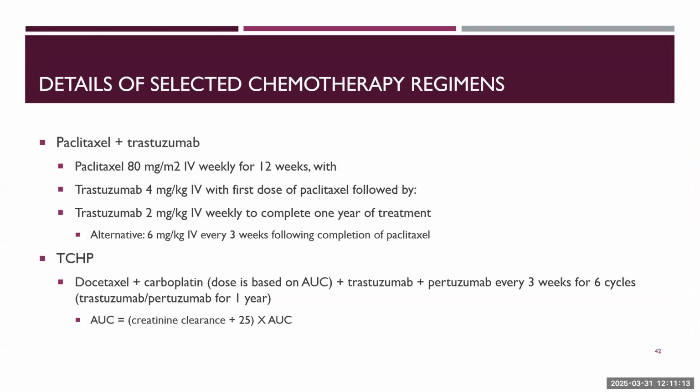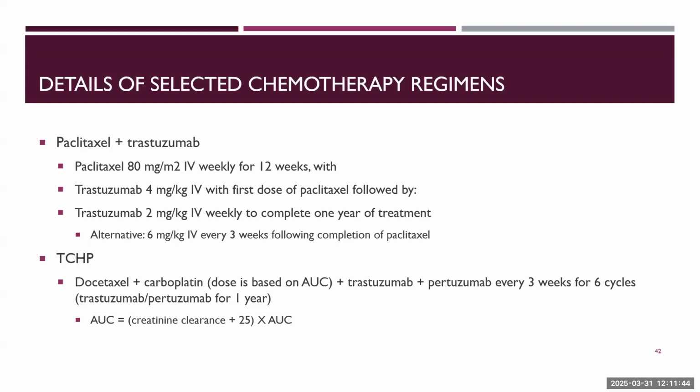So now to talk through some of the common chemotherapy regimens. For this patient population, you can do paclitaxel plus trastuzumab. So paclitaxel weekly for 12 weeks with trastuzumab, with the first dose of paclitaxel followed by trastuzumab weekly to complete 1 year of treatment. And important to note with trastuzumab, you will get a loading dose. If you're doing weekly, it's 4 mg per kg upfront and then 2 mg per kg thereafter.